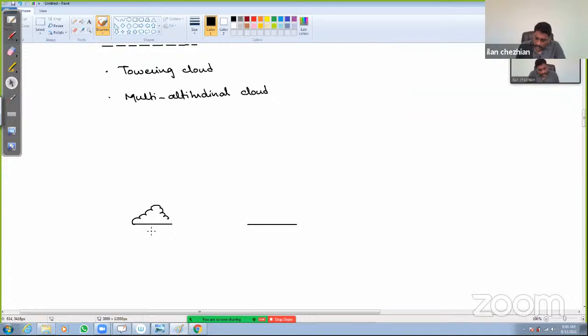It's a cumulus cloud. I'm just writing this cumulus cloud. Cumulus cloud will get transformed into cumulonimbus cloud. As I said, cumulus cloud will get transformed into cumulonimbus cloud. So it means it becomes so vertical in nature.